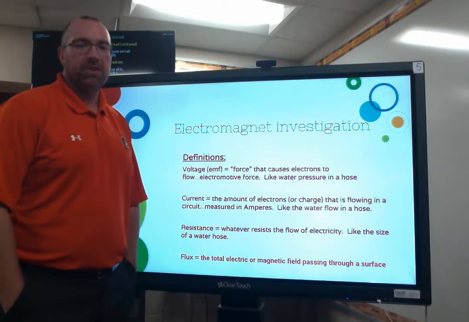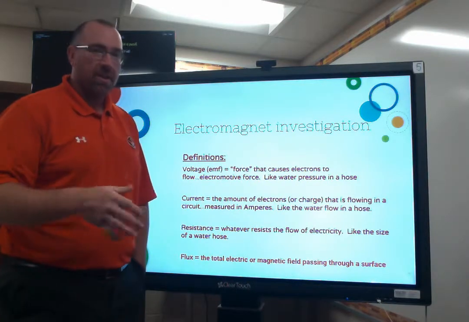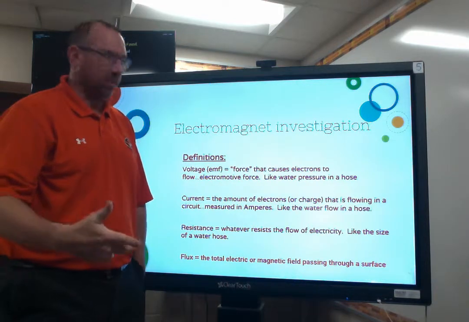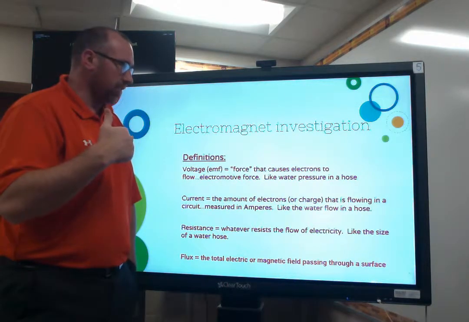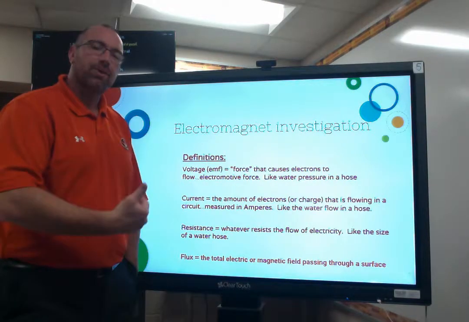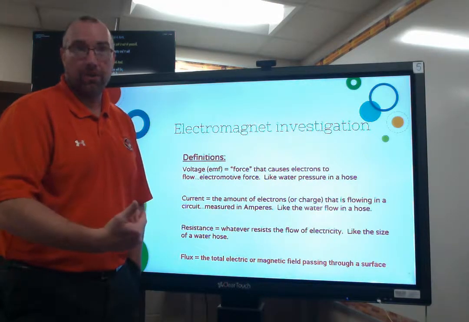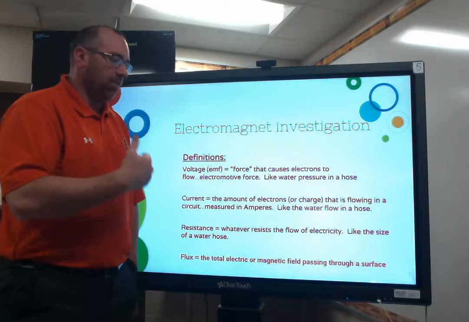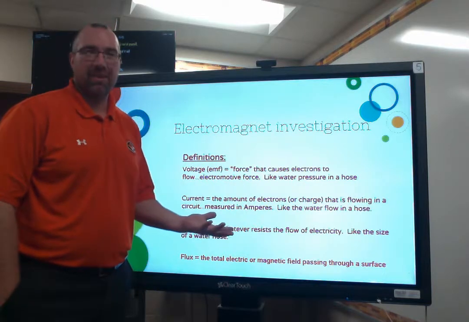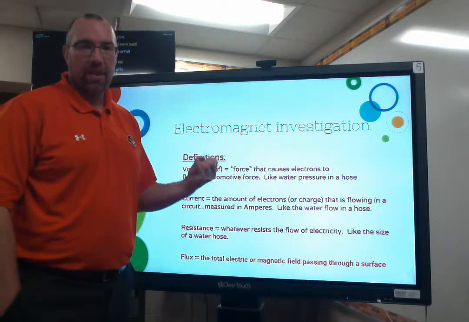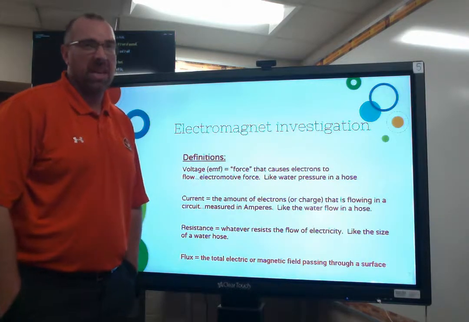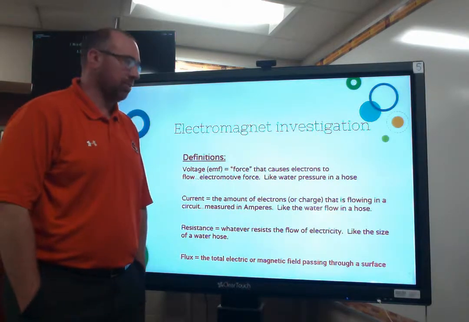Just a few definitions here. When you talk about electricity, the three basic terms that we're most interested in are voltage, current, and resistance. Using our little analogy that many instructors use too, where an electric circuit is like a garden hose, the force that pushes the water through the hose is the water pressure. That's like voltage in an electric circuit. That voltage is what causes the electrons to move. It's also abbreviated as EMF, which means electromotive force.